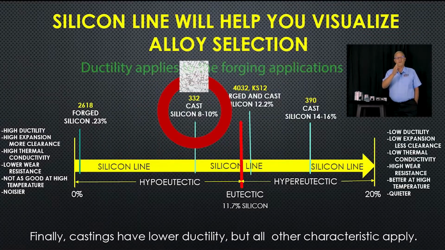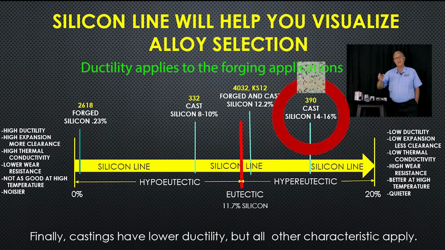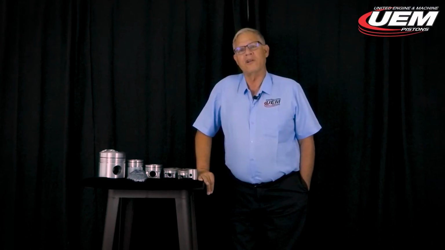But you have choices. So as we move up from 332, which is a cast alloy, about 9%, we get to 4032, which is a forging alloy, almost at the eutectic point, right at about 11 to 12%. Then we move into the hypereutectic alloys, 390, and then on up to 24%. So as you look at this chart, it'll give you an idea.